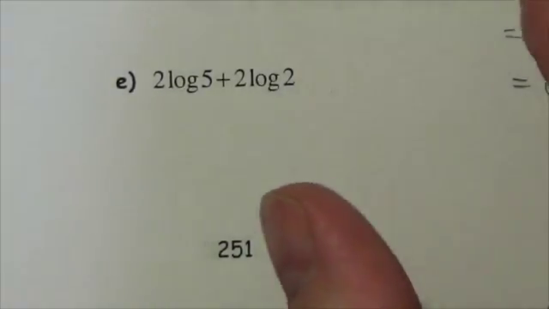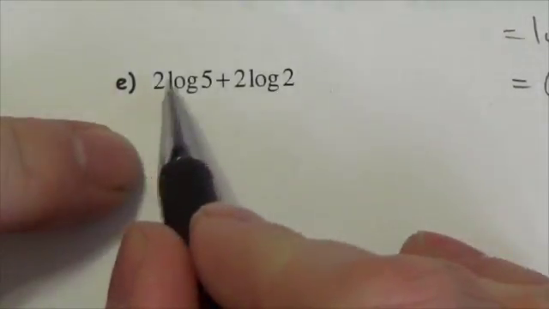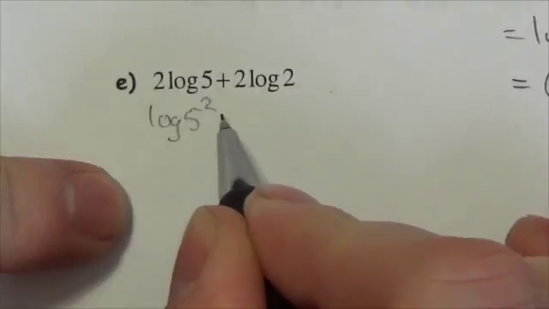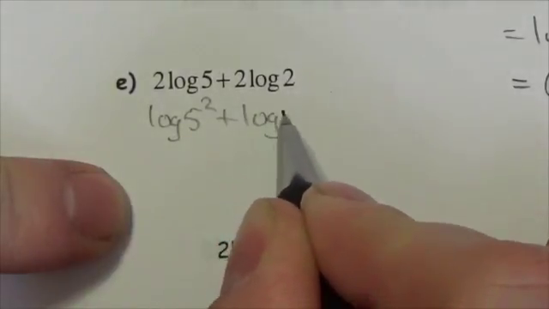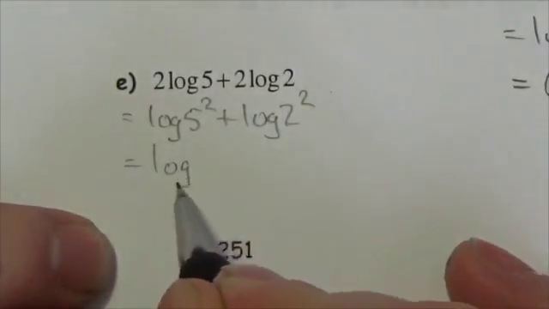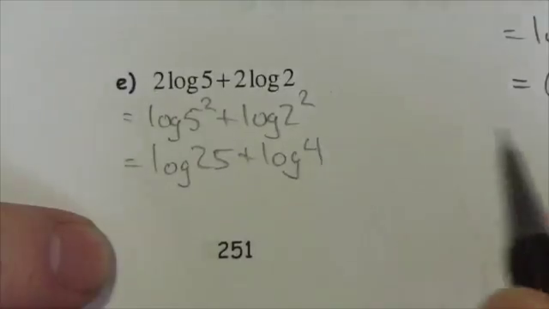So what I want to do now is go backwards with this and see if I can help myself out. I'm going to bring that 2 up and make this the common log of 5 squared plus the common log of 2 squared. And this is going to equal the common log of 25 plus the common log of 4.